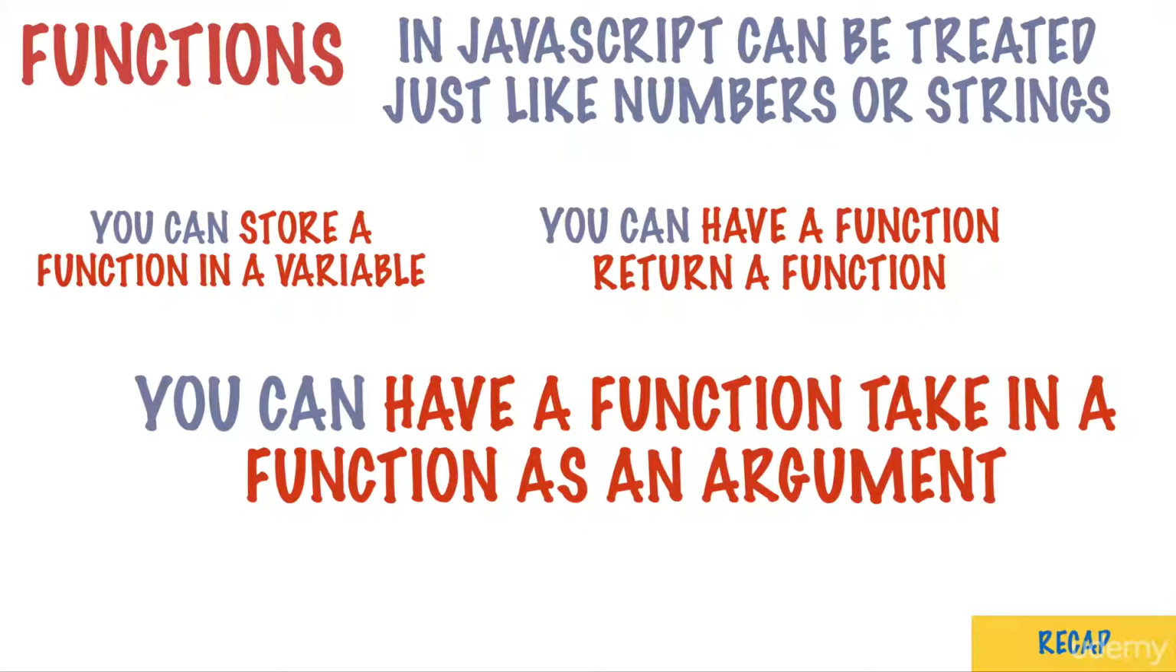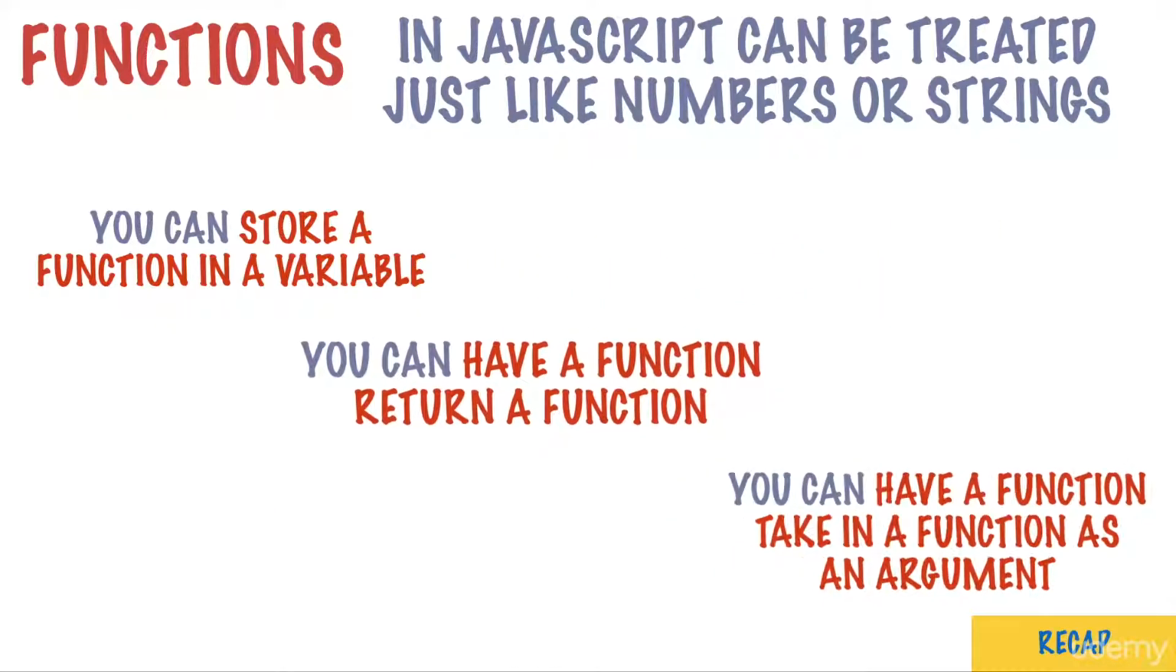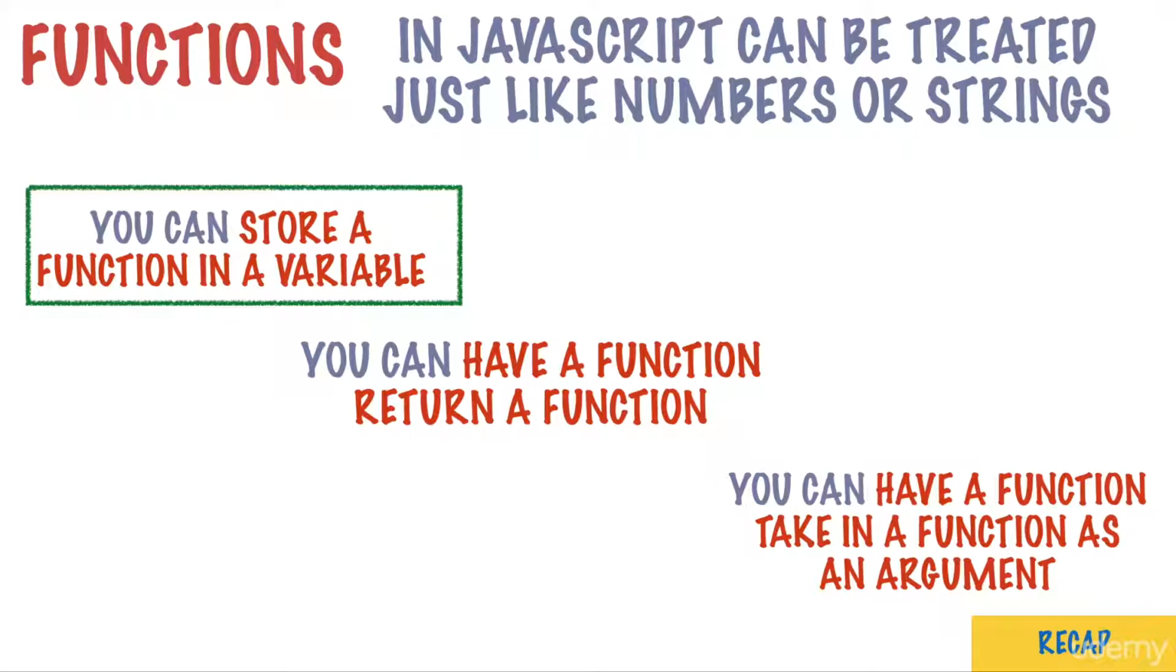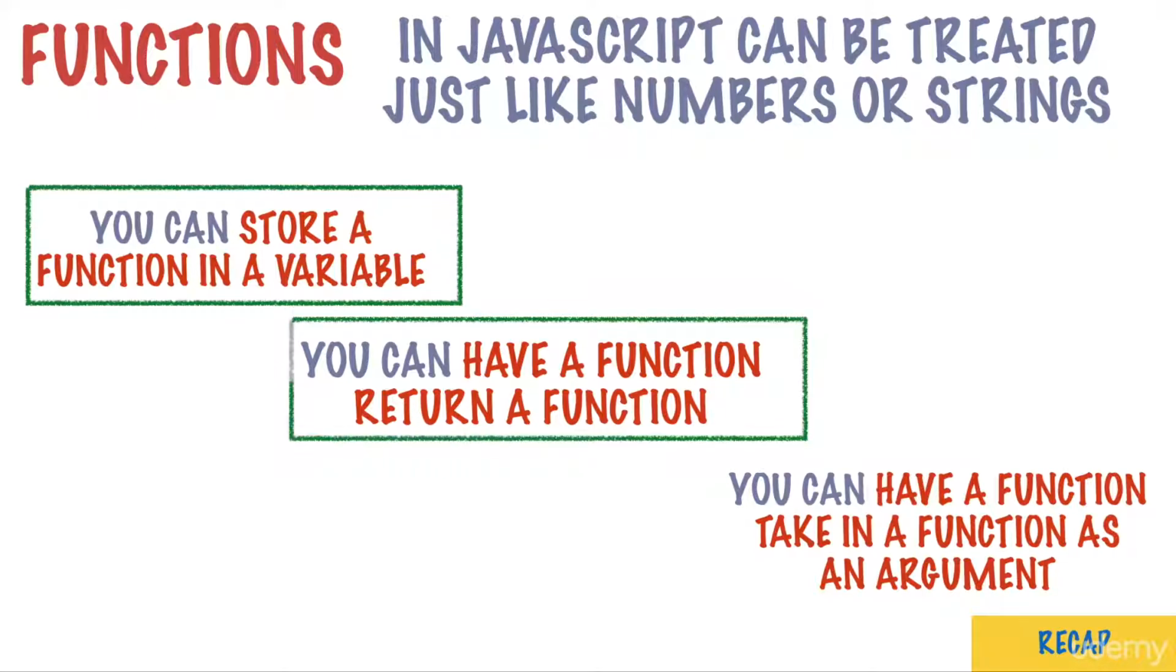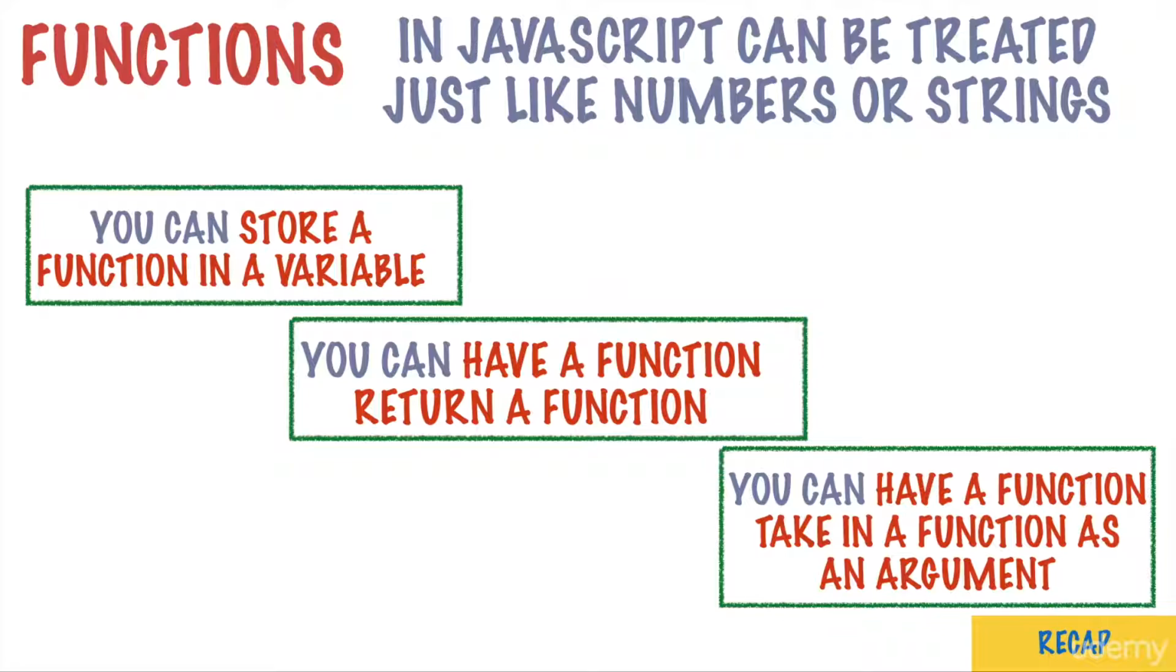The third thing is that you can have a function take in another function as an argument. Arguments can not just be numbers and strings or booleans, they can also be other functions. So these 3 together make JavaScript numbers and strings equivalent to JavaScript functions. Functions are first-class citizens. You can store a function in a variable. You can have a function return a function as its return value. And you can have a function take in another function as an argument. 1, 2, 3. 3 properties which make JavaScript functions the same as numbers and strings.